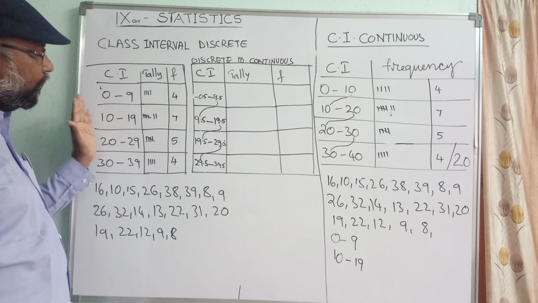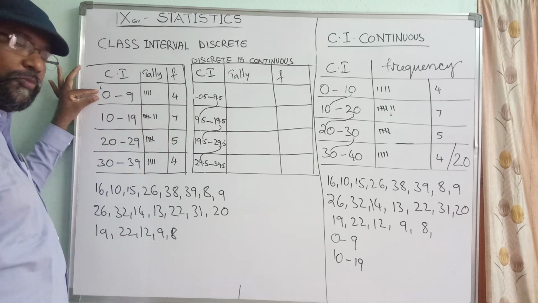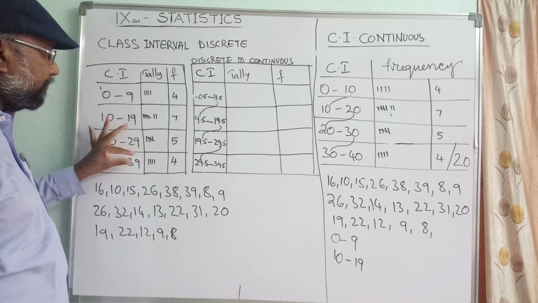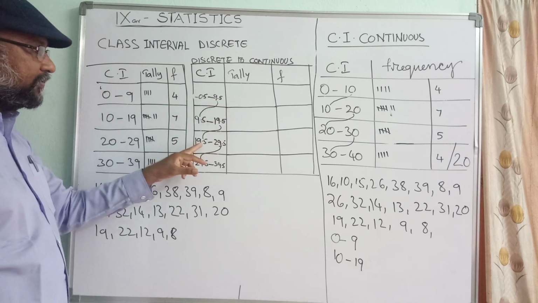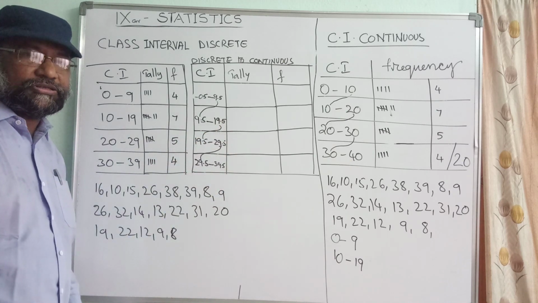Next, if you want to convert discrete to continuous, reduce 0.5 from all the lower limits and increase 0.5 to all upper limits, so that the numbers will be equal and it converts into continuous class interval. That's all.